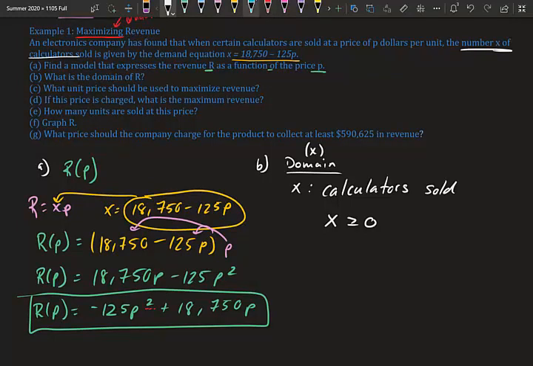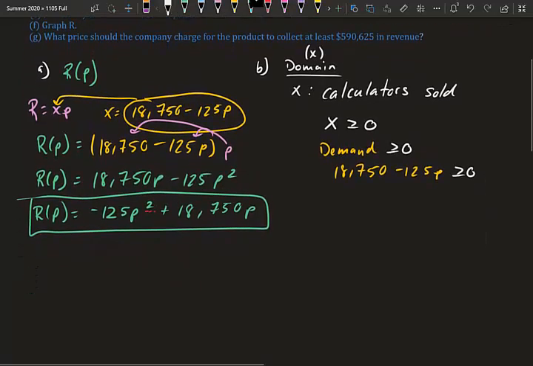So we have our demand equation. So it's always going to be demand greater than or equal to 0, because we want to know how much can we sell it for to make it greater than 0. So we have our demand equation, which is 18,750 minus 125P is greater than or equal to 0. We're going to solve for P.